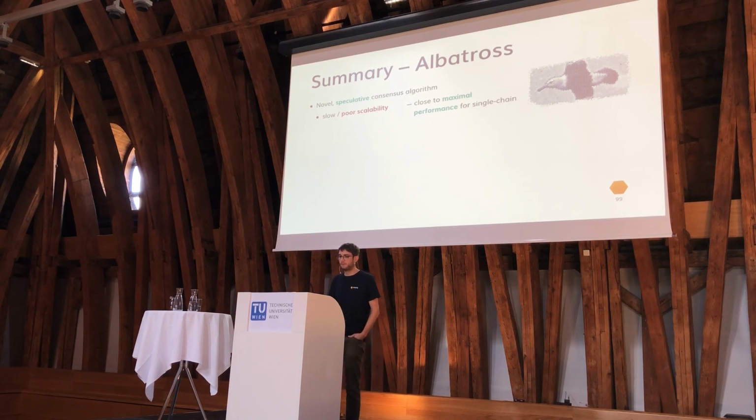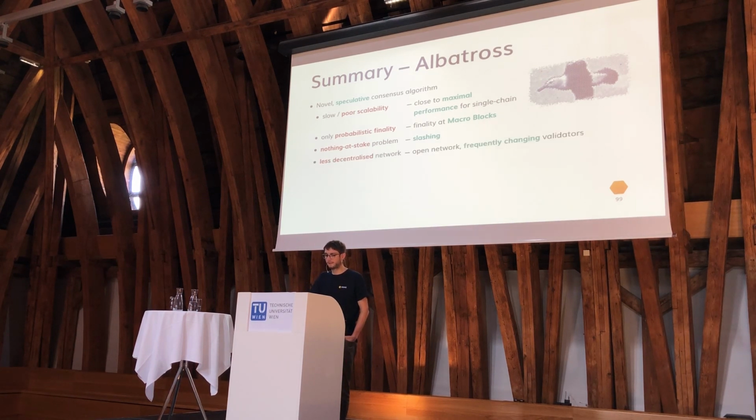It's close to the maximum performance for a single chain algorithm, so that should hopefully improve the poor scalability issue. It offers finality at macroblock level, so not at every block, but at macroblock level. And the nothing at stake problem is basically countered by slashing, and a less decentralized network, which is often an issue with current proof of stake networks.